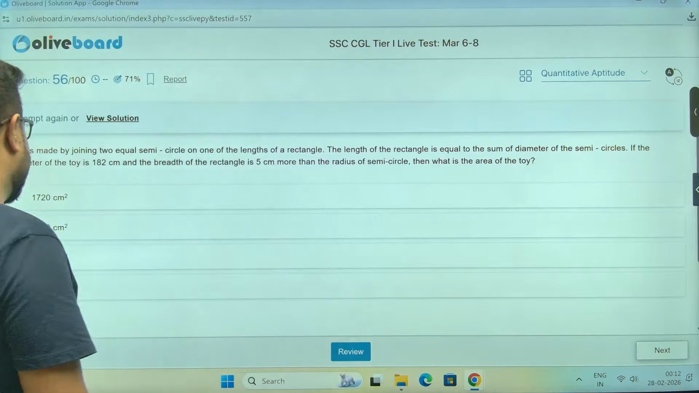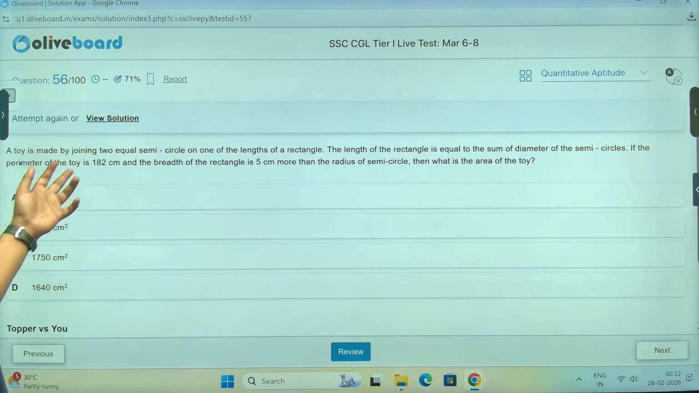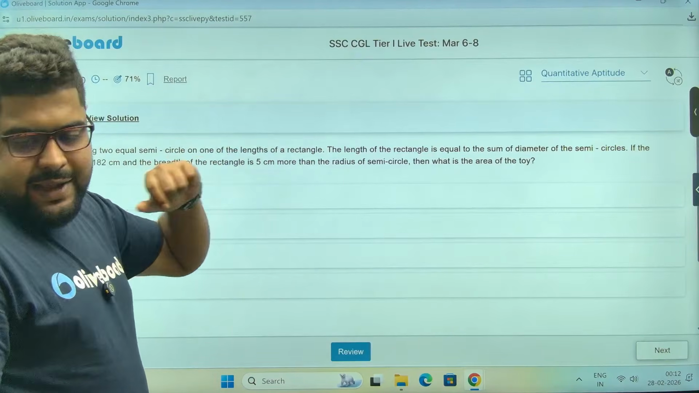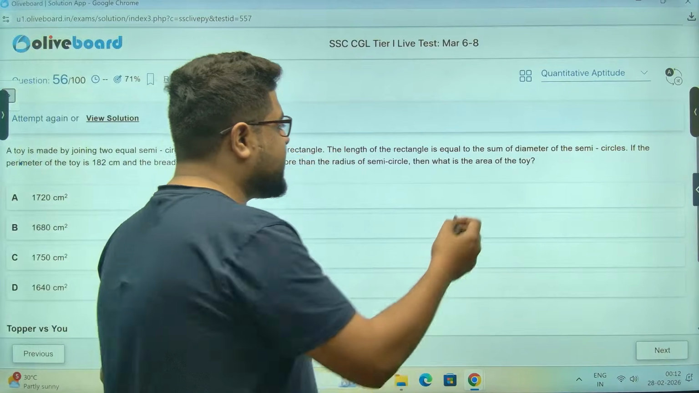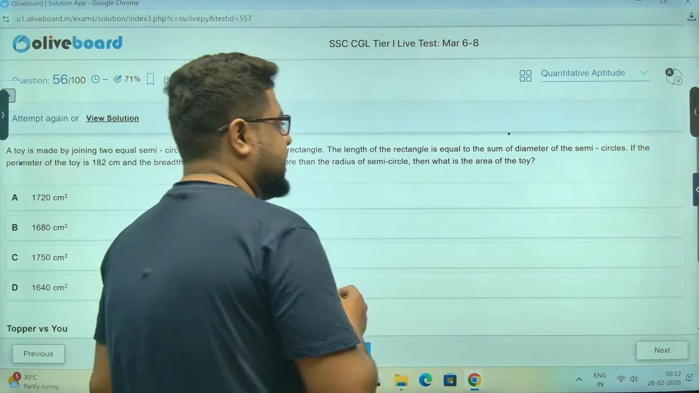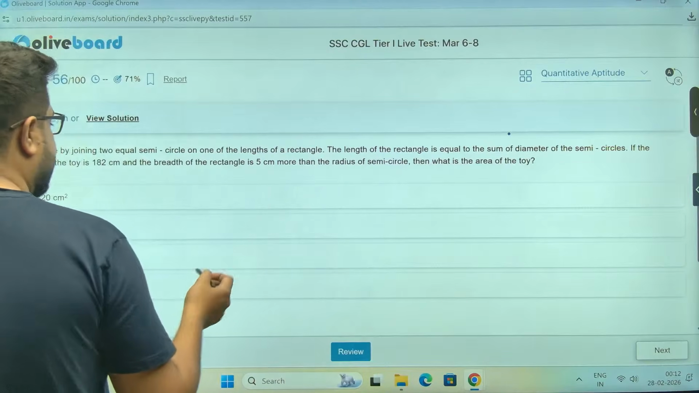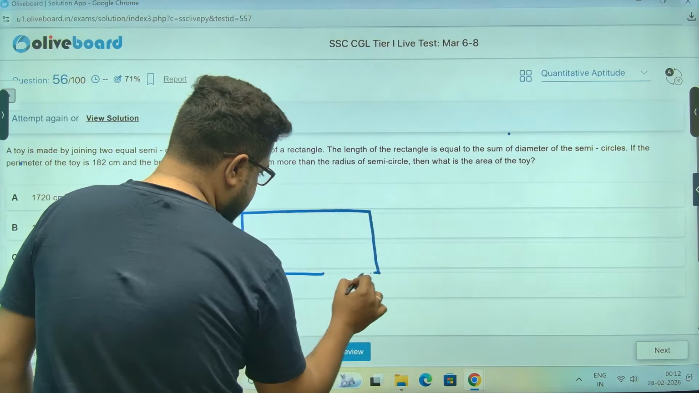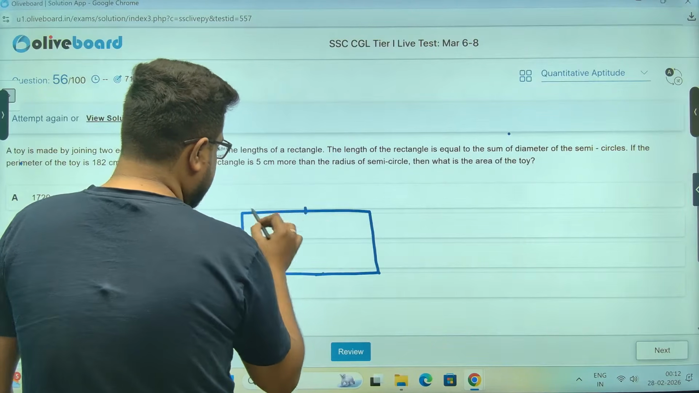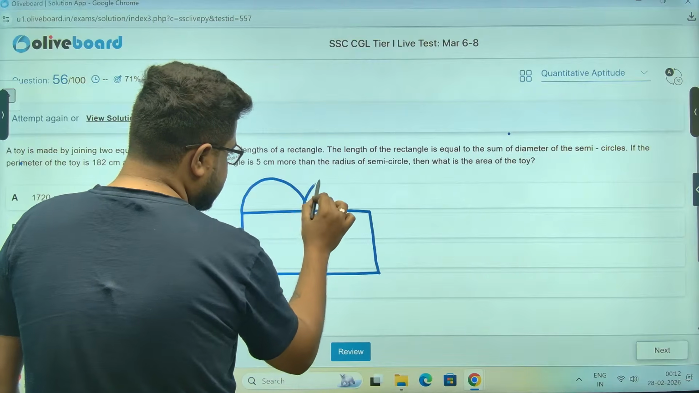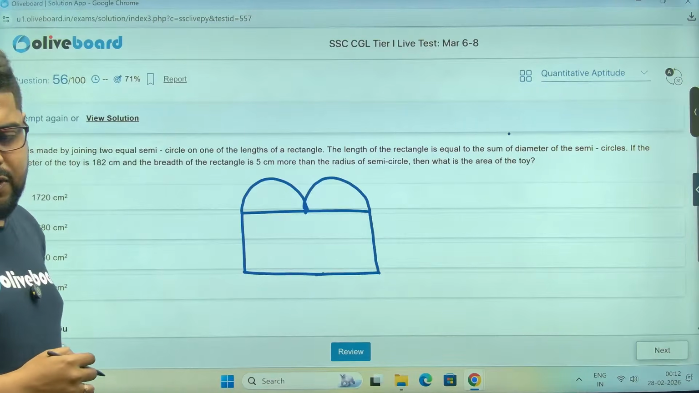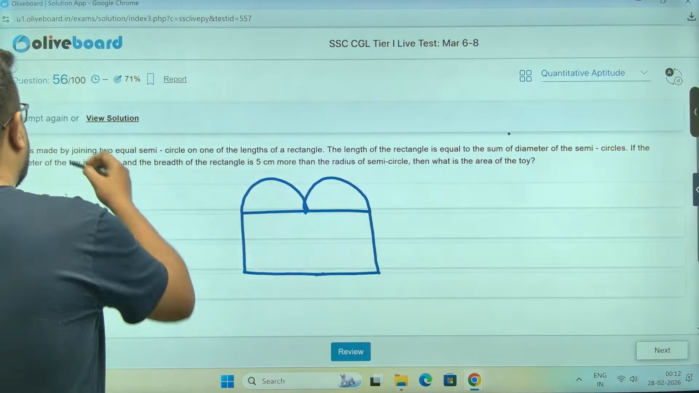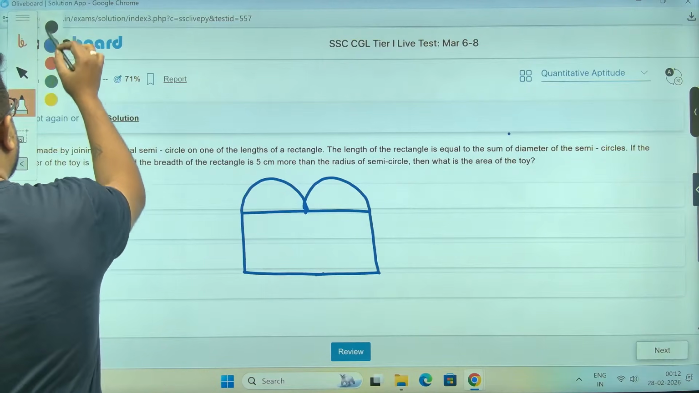A toy is made by joining two equal semicircles on one of the lengths of a rectangle. The length of the rectangle is equal to the sum of the diameters of the semicircles. Okay, got it. This is how the toy looks: a rectangle with two semicircles along the length, and both are the same. Now, what are they saying?